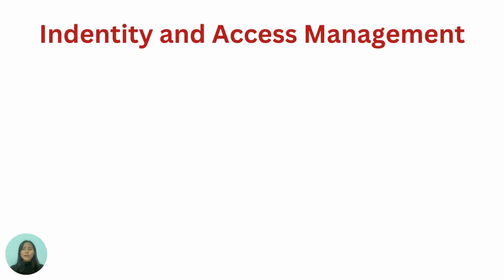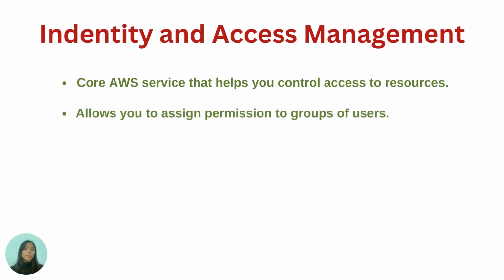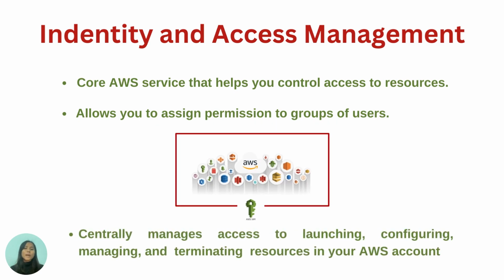So, what is IAM? It is a core AWS service that helps you control access to resources. It allows you to assign permissions to groups of users. It centrally manages access to launching, configuring, managing, and terminating resources in your AWS account. Think of it as your go to service for maintaining a secure and streamlined AWS experience.